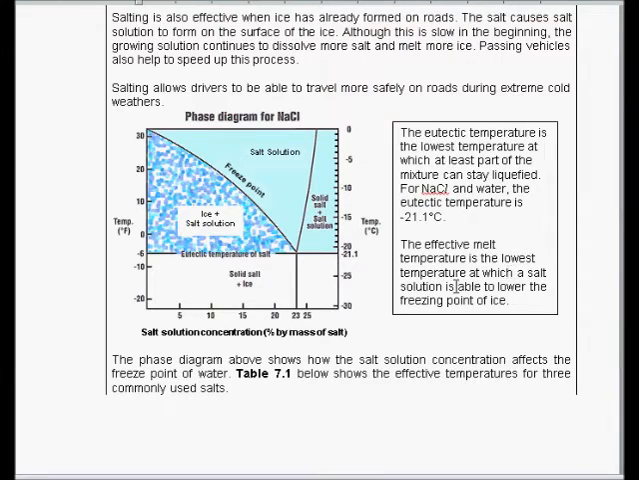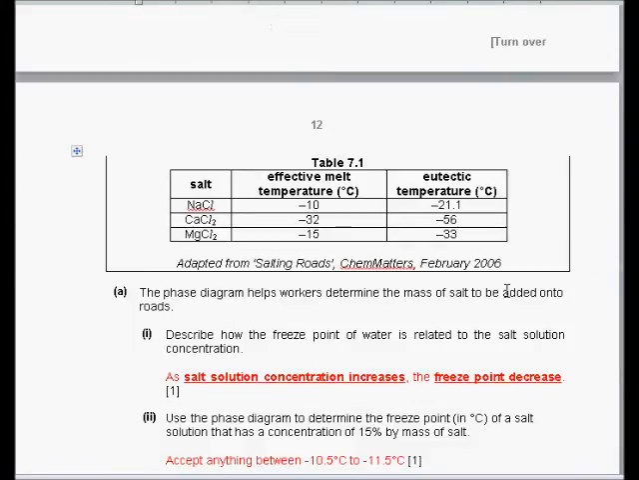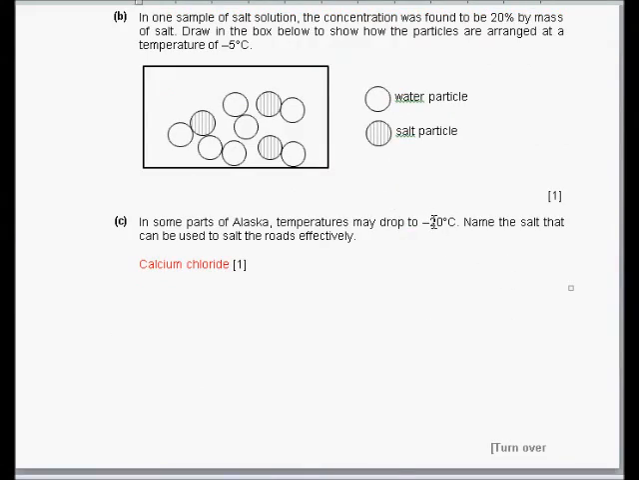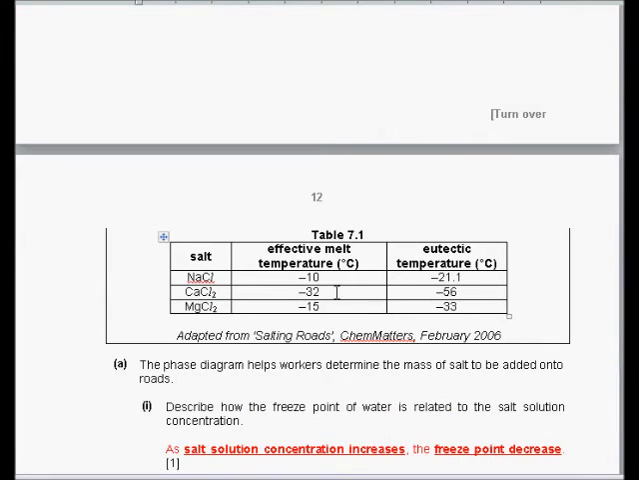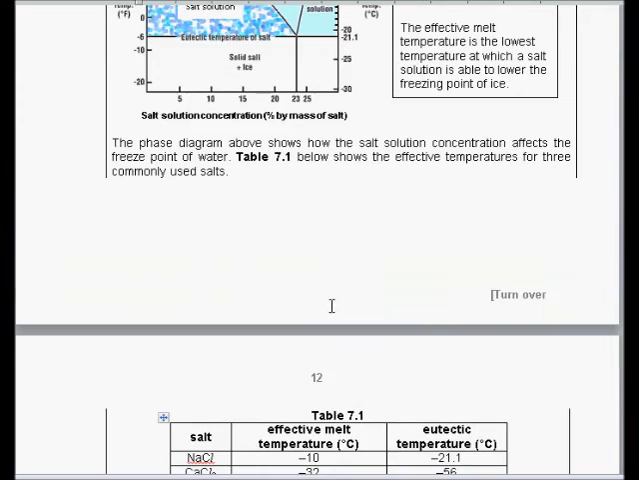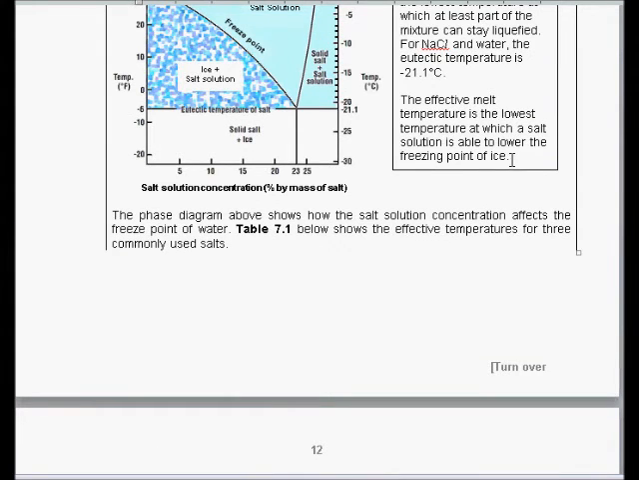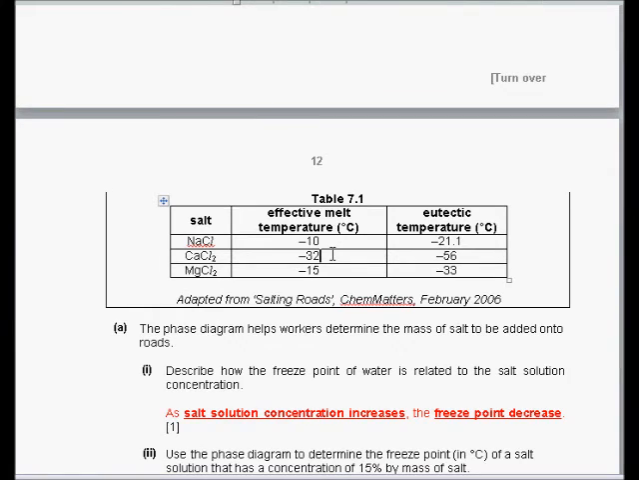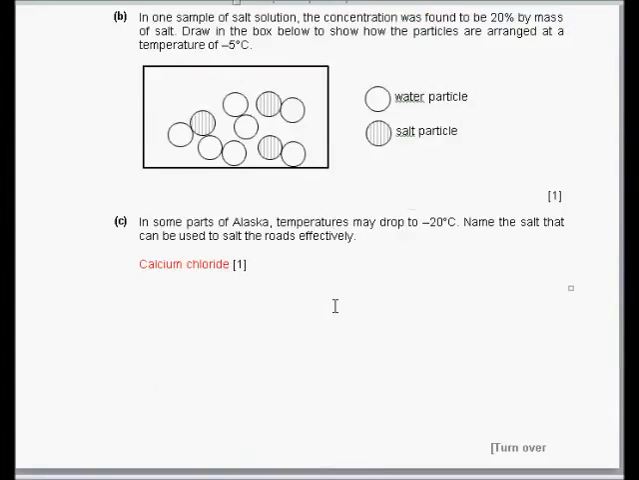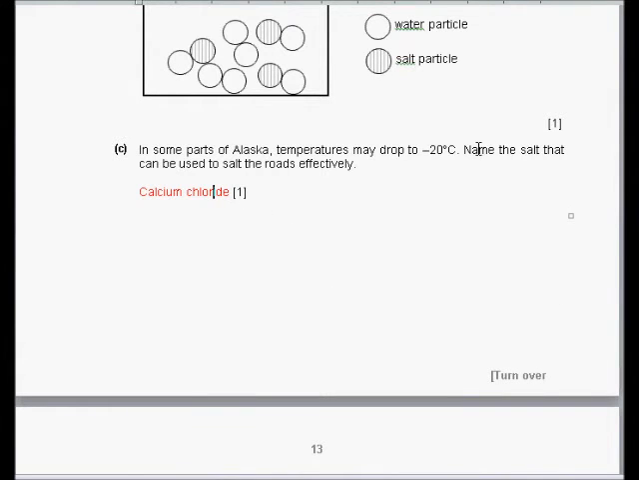Effective melt temperature is the lowest temperature at which a salt solution is able to lower the freezing point of ice. So if the temperature here is -20, your effective melt temperature should be lower than -20 for the salt to be able to lower the freezing point of the ice. So what is lower than -20 degrees Celsius? There will be calcium chloride. So the answer is calcium chloride. And again, the question says name, and a lot of you wrote CaCl2.